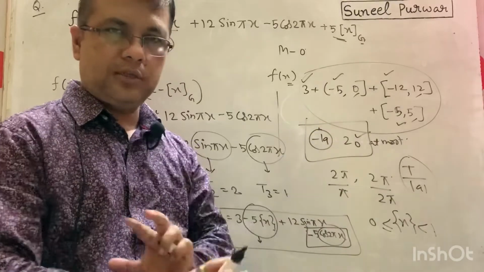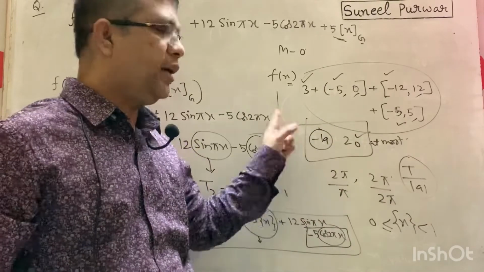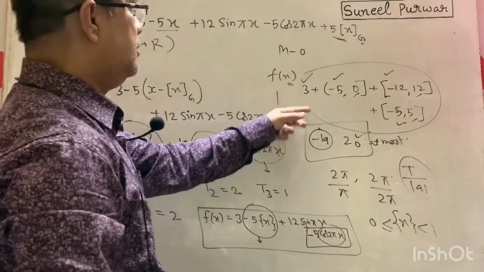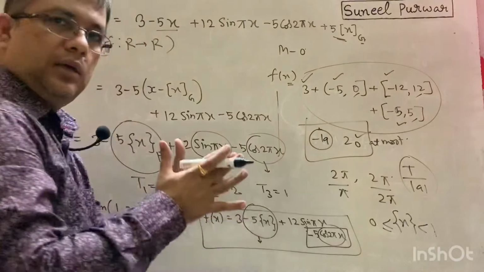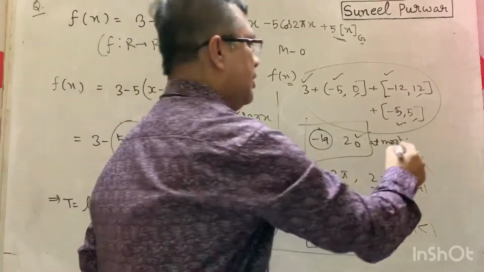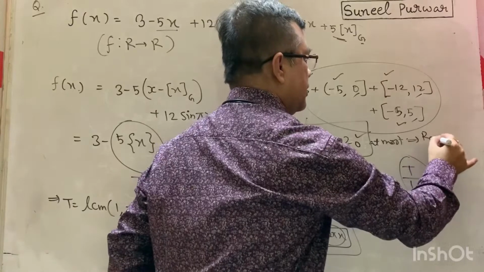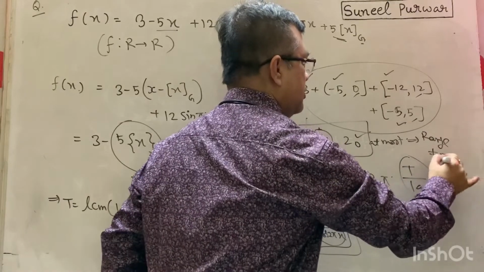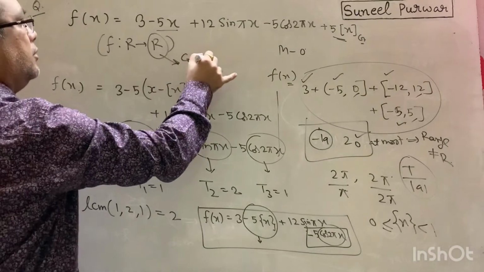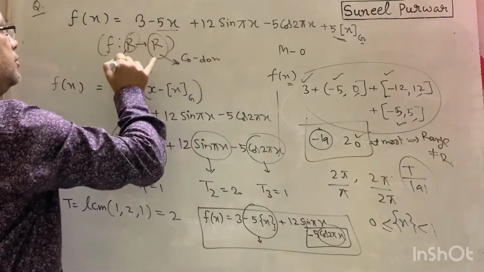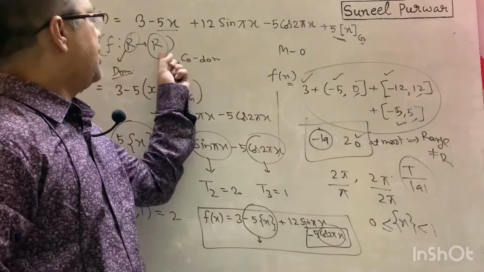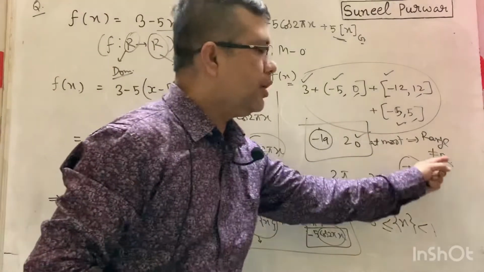Actual range is not the question. So you see the range of this function is not R. This simply means what? Range is not equal to R. What is the codomain? R. This is your codomain. This is your domain. So domain is R, codomain is R, range is not equal to R.